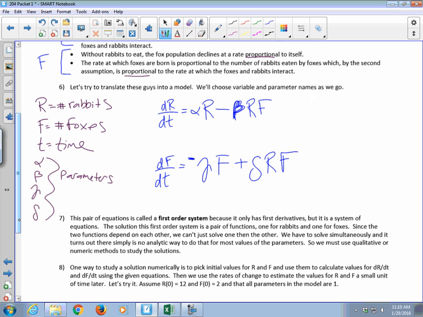All right. So this is called a first order system. It's a pair of equations together. It's called a first order system because there are only first derivatives present. It's a system because there are two equations, one for rabbits, one for foxes. And since the two functions depend on each other, you can't just solve one and then the other, right? You have to solve them simultaneously. And it turns out that there's simply no analytic way to do that for most values of the parameters alpha, beta, gamma, and delta. So you have to either use a qualitative or a numerical method to study the solutions.